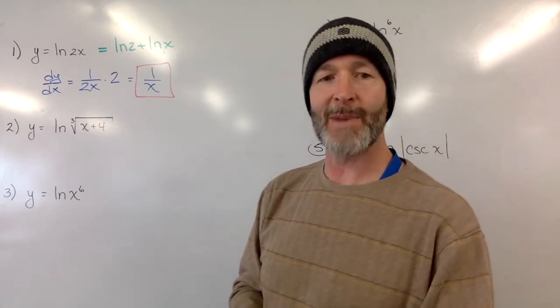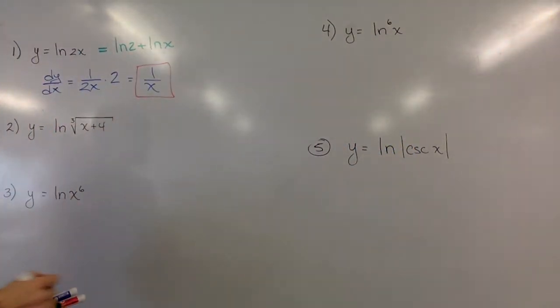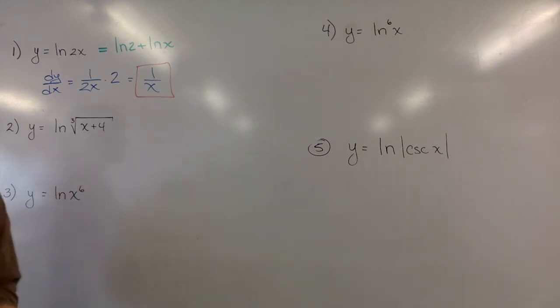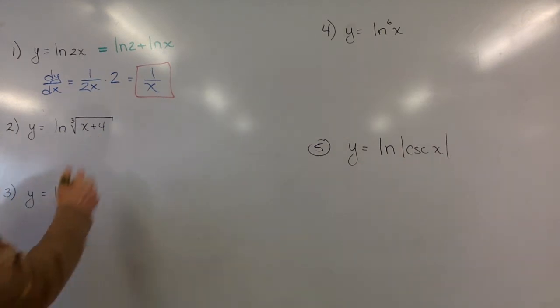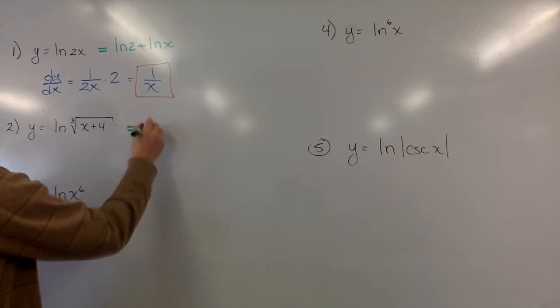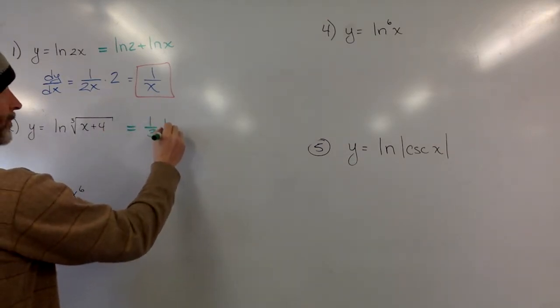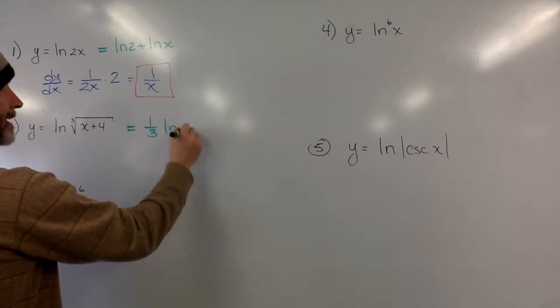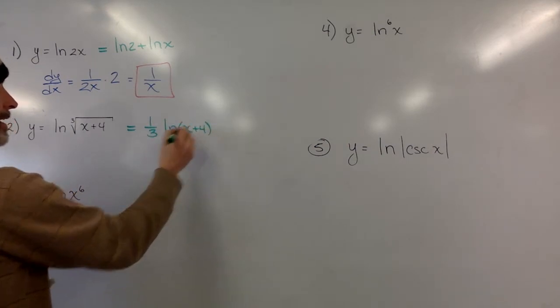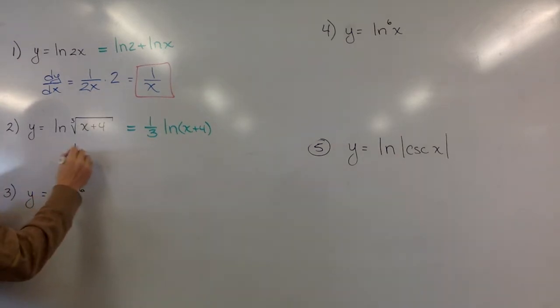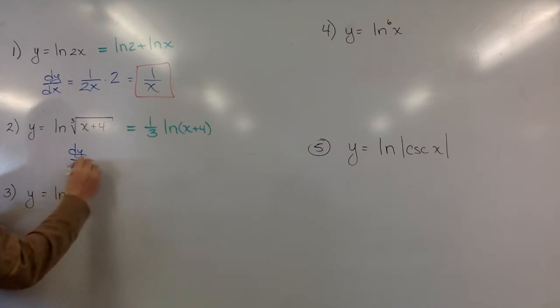I'm going to use that same idea for number 2. Number 2, which would be a lot harder if I tried to say 1 over this cube root times the derivative of that cube root. I think it's going to be a heck of a lot easier if I just use that power rule. The rule that says if I'm taking the log of something to a power, I can move the power up front.